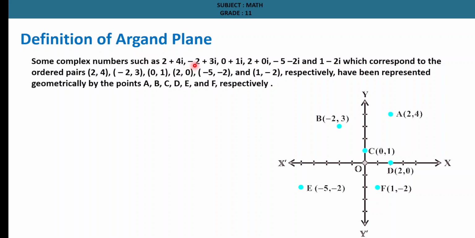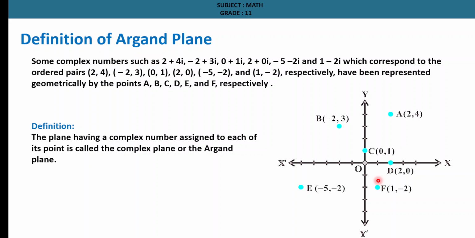Similarly, now here minus 2 plus 3i. Minus 2 plus 3i will come in the second quadrant because x is negative and y is positive. So we go here: x is 0, minus 1, minus 2. So x is minus 2 and y is 0, 1, 2, 3. So minus 2 and 3. This is the value of B: minus 2, 3. Similarly, all the points are represented here.